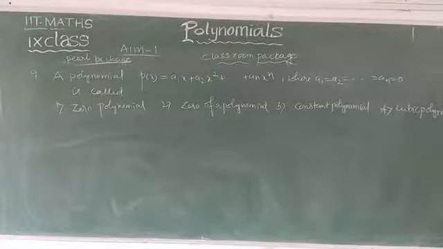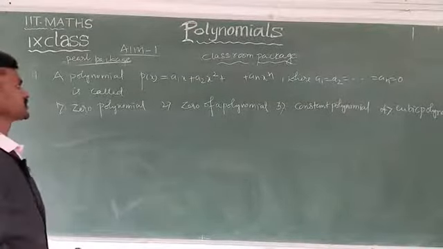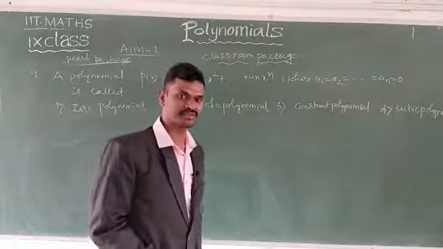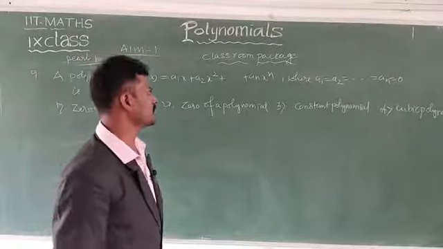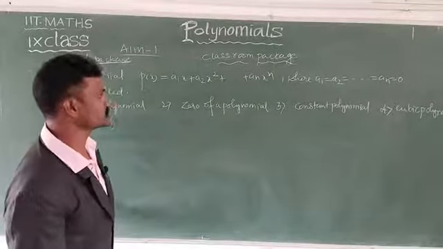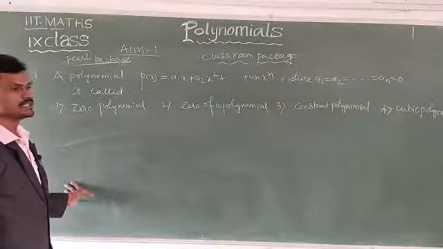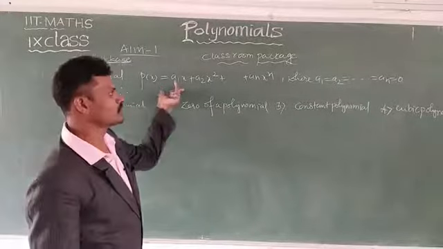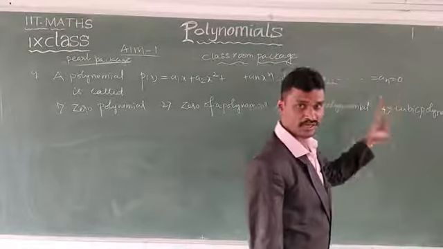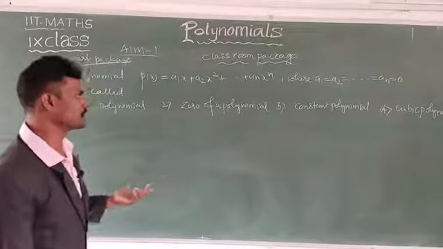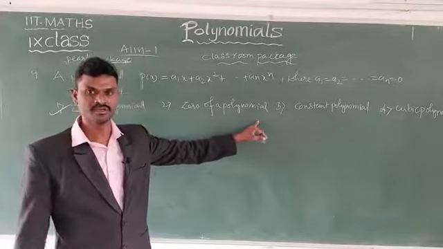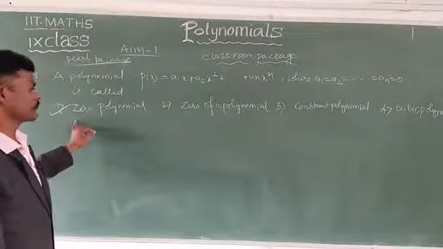Okay, next, ninth question. A polynomial p of x is equal to a1x plus a2x square plus a3x cube plus and so on up to an x to the power of n, where a1 is equal to a2 is equal to a3 and so on up to an is equal to 0, is called... See here, in this polynomial all coefficients are equal to 0. Then this polynomial is called the zero polynomial. Okay, here, zero polynomial. Note down.